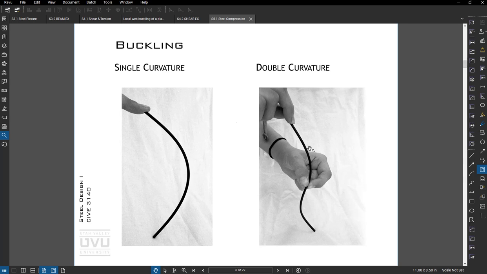Unlike the other modes we've talked about, columns really are fully driven by buckling. It's pretty rare that you'll have a column short enough and slender enough that it only fails in compression yielding. So we can have single curvature columns where it basically looks like a smile or a frown, however you look at it, or double curvature where it goes through a point of inflection and has two types of curving to it. This will actually carry more load than that if the lengths are the same.